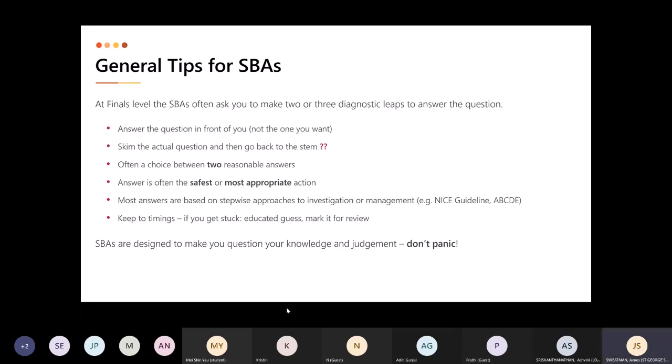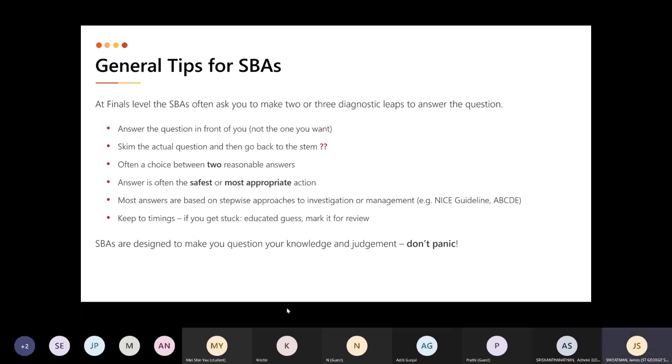Obvious things: answer the question in front of you, not the one you want. The second one is dependent on yourself. I prefer to go to the actual question and then go back and read the stem so that I know what I'm going to be asked at the end, because some of the stems are deliberately long and blabbery, and you can often bypass that by just looking at the question and realizing, okay, I already know that without having to read the stem. Often it's a choice between 2 very reasonable answers, and that's the difficulty with SBAs. And the answer is often the safest or the most appropriate action.